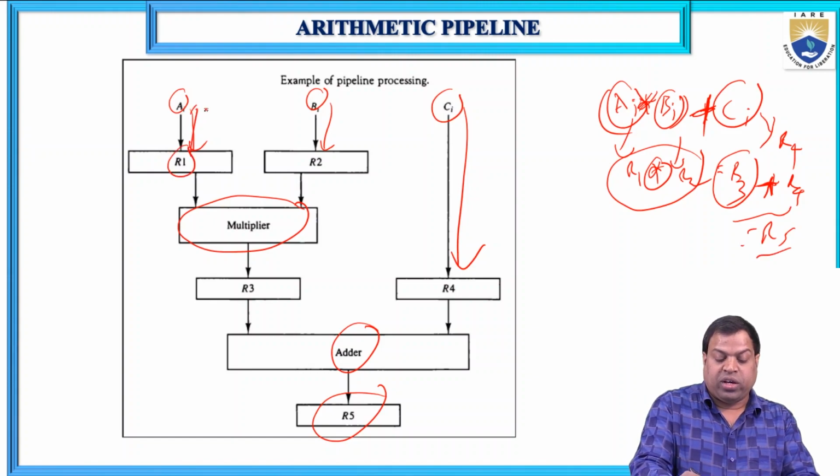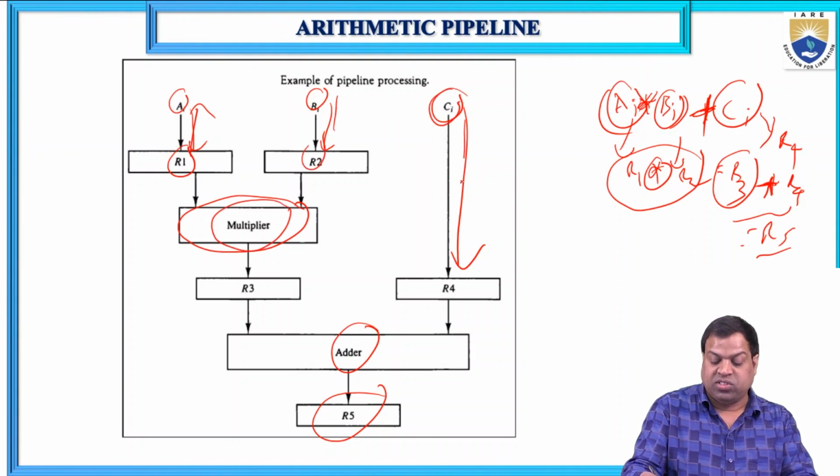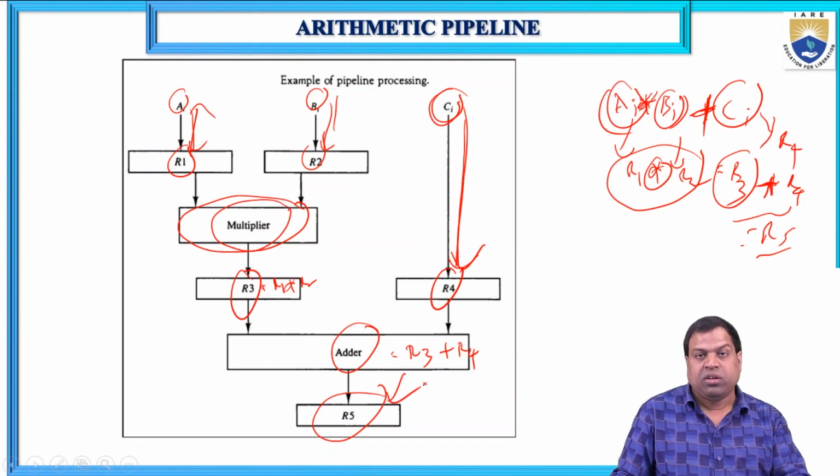So R1 equal to Ai, R2 equal to Bi, R1 into R2 is done by a multiplier, and the Ci value is stored in R4. So R3 equal to R1 into R2, and R4 is Ci. And what is the adder now? The adder takes R3 plus R4, R3 plus R4. The resultant should be stored in R5.